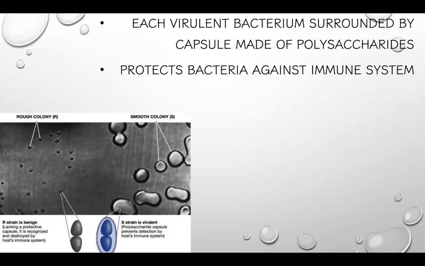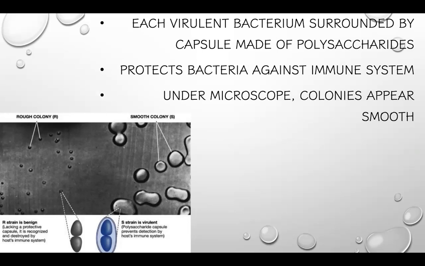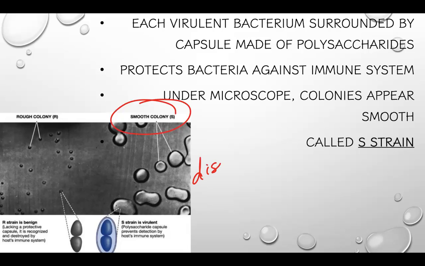Now, that capsule protects the bacteria against our immune system. And under the microscope, these colonies appear smooth because of the capsule. So he called them the S strain, S for smooth. Okay, so these are the disease-causing bacteria. The S strain for smooth.